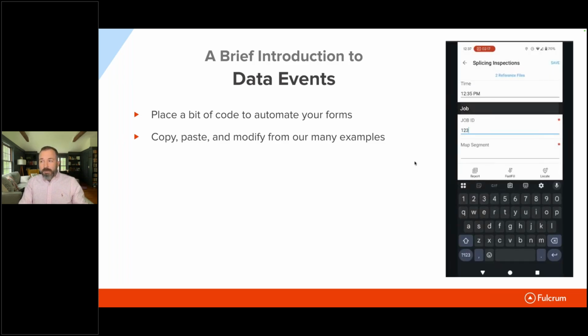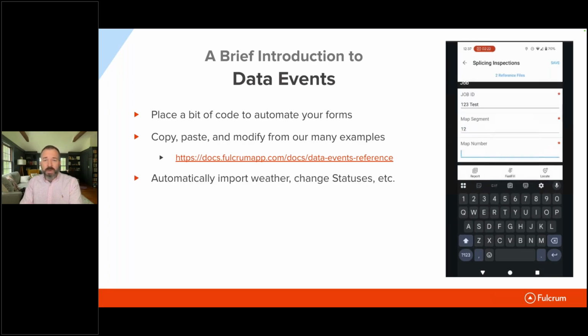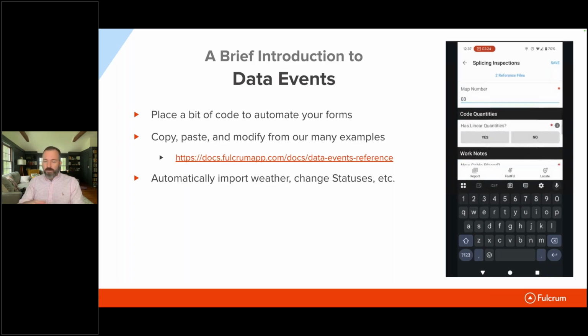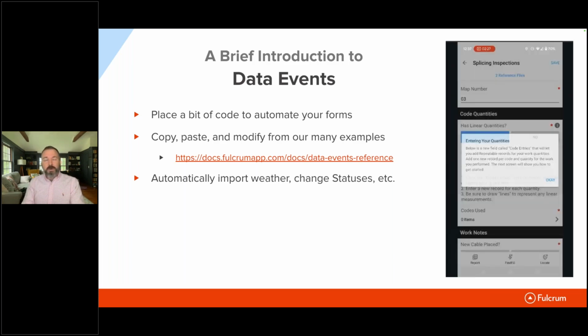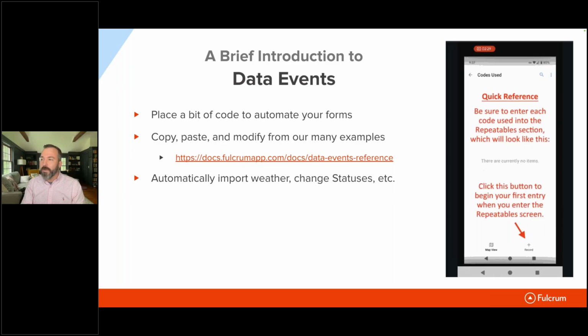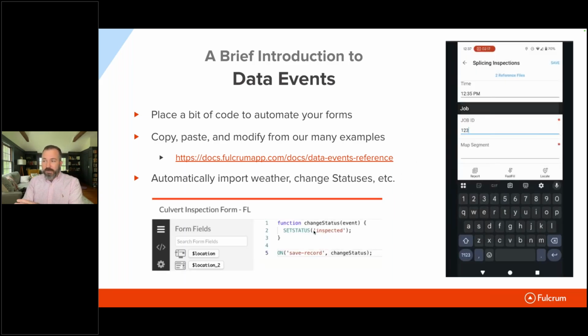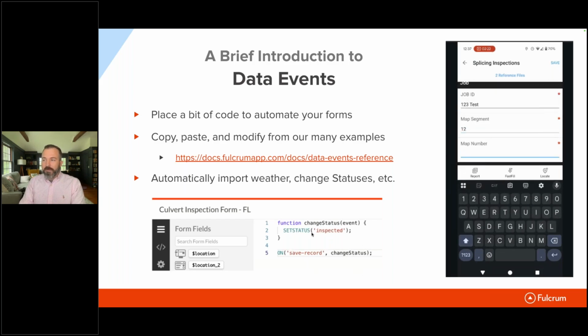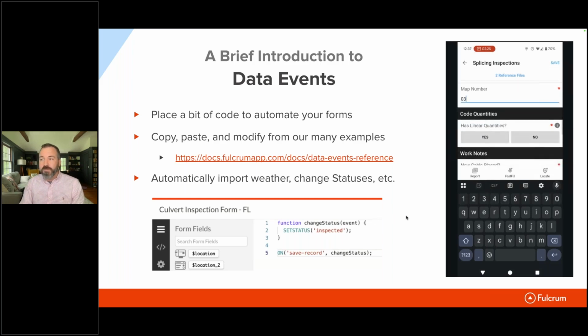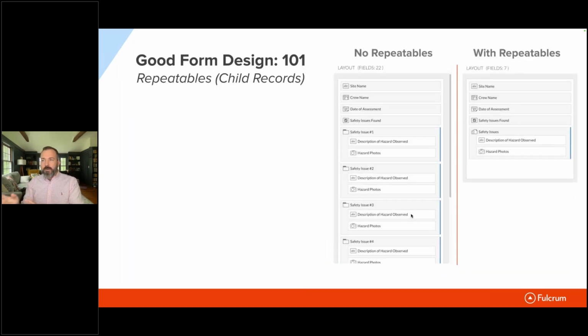We have a lot of data events examples that you can copy and paste and just modify, which lets you do things like bring in the weather. So on today's date, we saw a bunch of inflow and infiltration in a manhole. Oh, it was raining, but we automatically filled that out for you. Change statuses with data events. So when the form is saved in this code, we set the status to inspected on that saved record. That's how it goes. A little bit of JavaScript, and then your forms start to automate themselves. We're not going to get into the weeds of that too much today. I'm going to introduce some of the possibilities with it, but we can always follow up with another session on that later. Good form design 101.